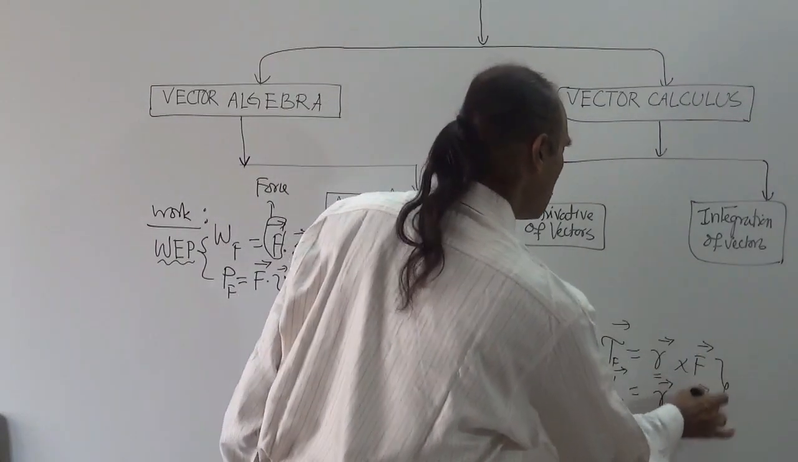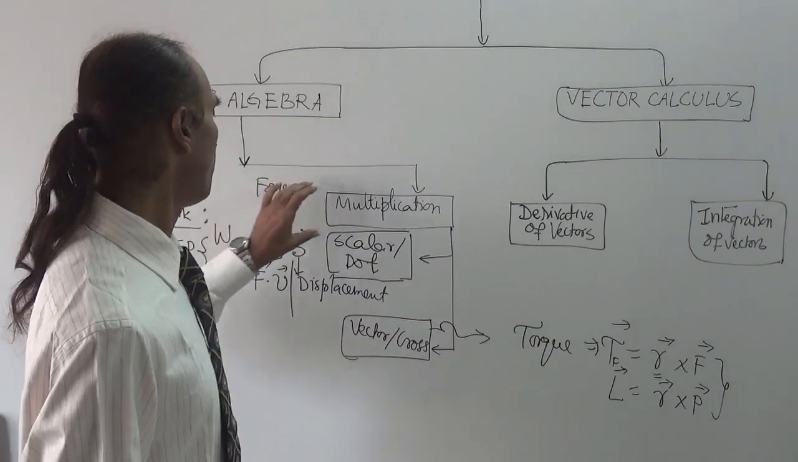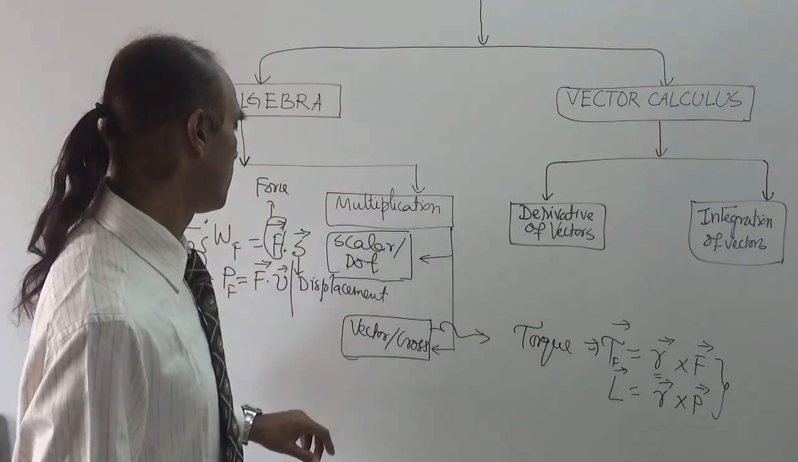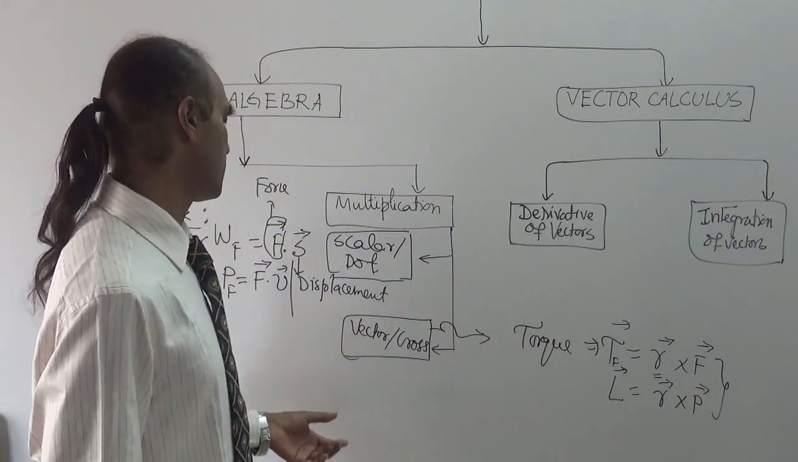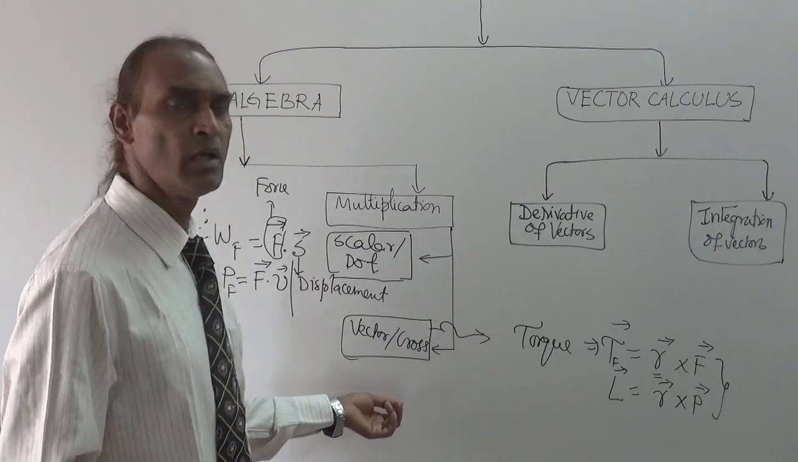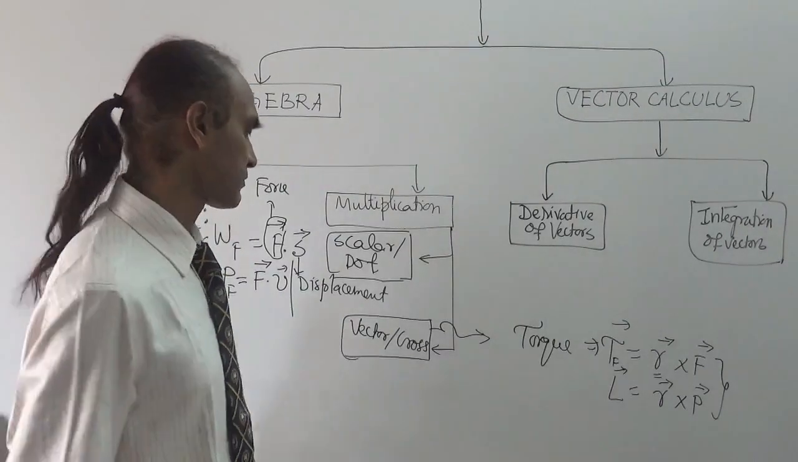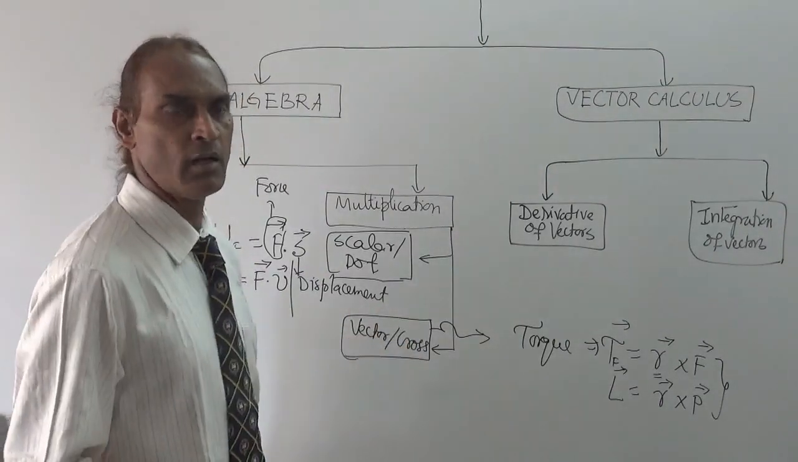So these are some quick examples given to you for multiplication of vectors. And I will leave you the third type of multiplication, of a vector by a scalar, that will be dealt with in detail in the forthcoming videos.